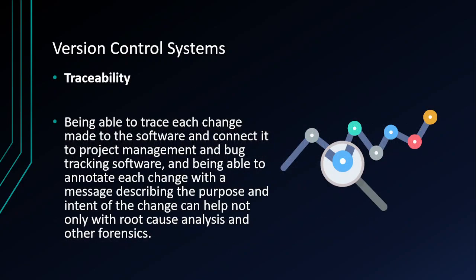And then the last reason why we have version control systems is traceability. Being able to trace each change made to the software and connect it to the project management and bug tracking software, and being able to annotate each change with a message describing the purpose and intent of the change can help not only with root cause analysis, but also other forensics.